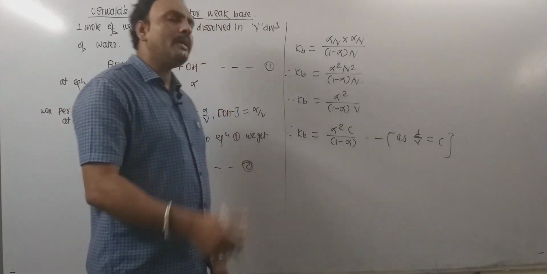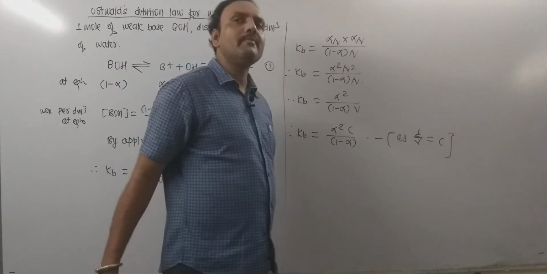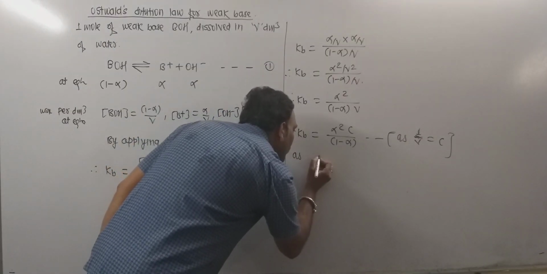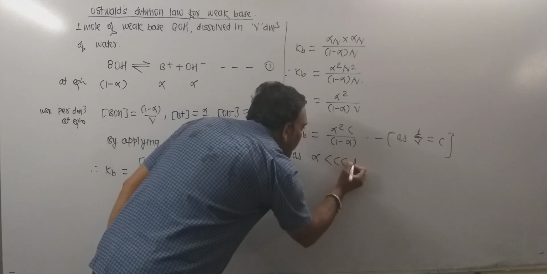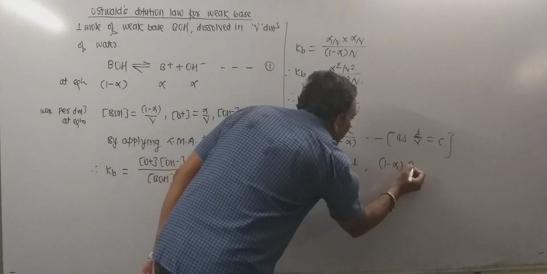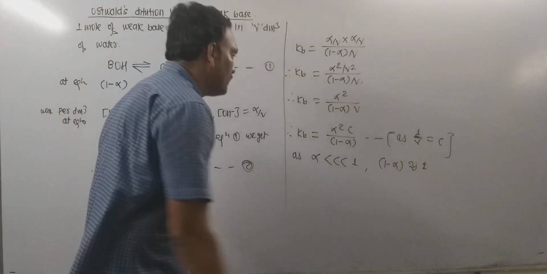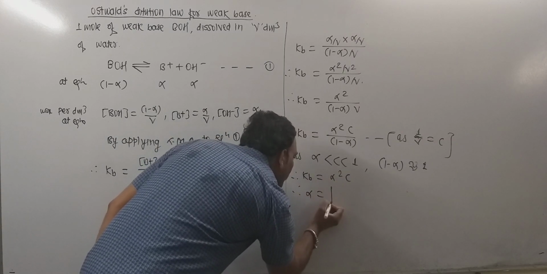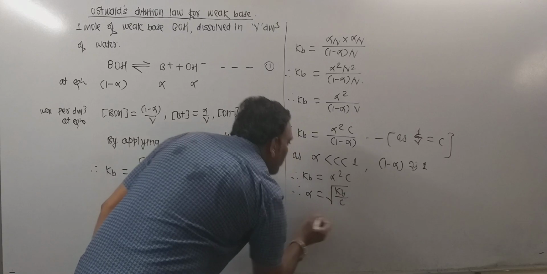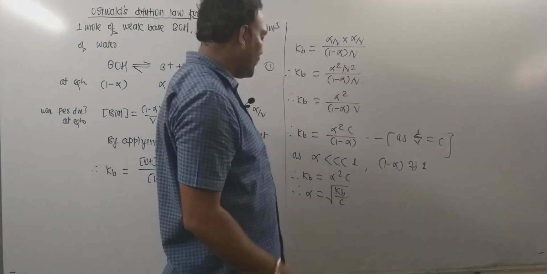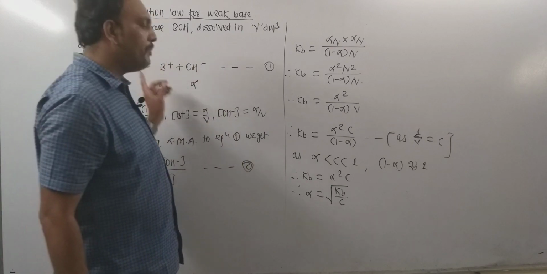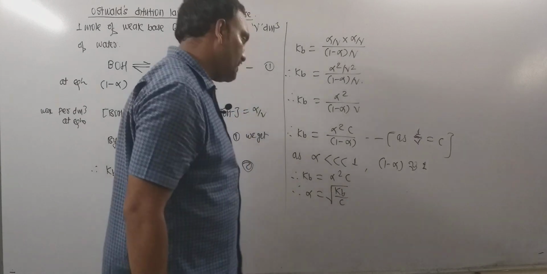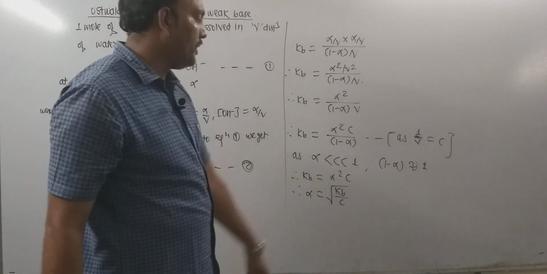Now BOH is a weak base, thus alpha is very small as compared to 1. So 1 minus alpha is practically considered as 1. Thus Kb is equal to alpha square C, and hence alpha is equal to under root of Kb upon C. Thus one can say that the degree of dissociation of weak base is inversely proportional to the square root of its concentration, and we all know very well that C is equal to 1 by V.